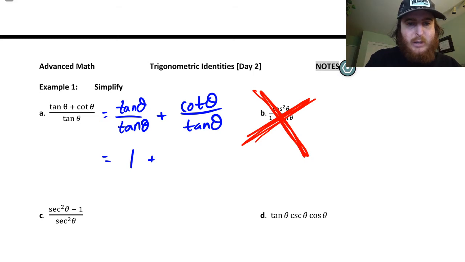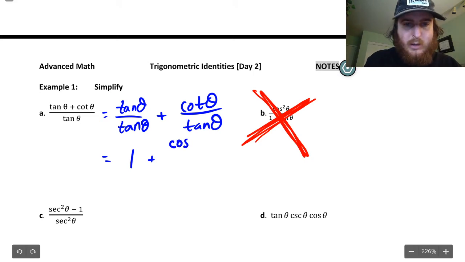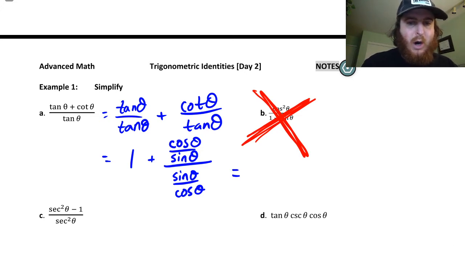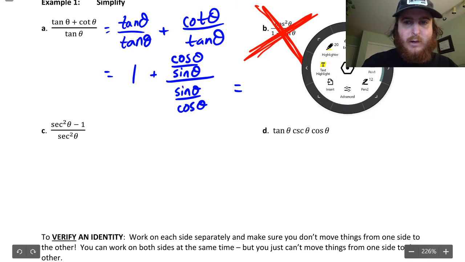But I'm just going to kind of go the long way because that's a little more confusing for some of us. So I'm going to write cotangent as cosine theta over sine theta. And tangent theta is sine theta over cosine theta. And so now we'll kind of do our flipped reciprocal like we were doing before. And what I really, really want to make sure that we always do is that we always rewrite, I'm going to actually write this down here, we always rewrite this 1.